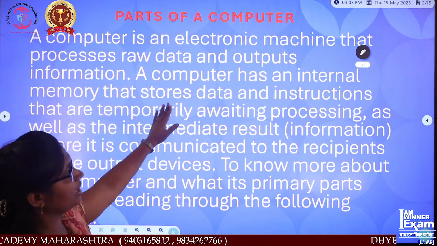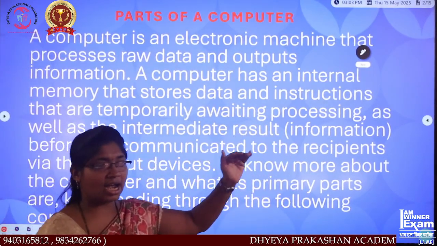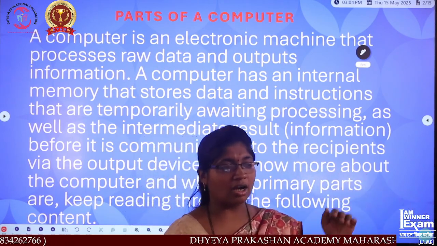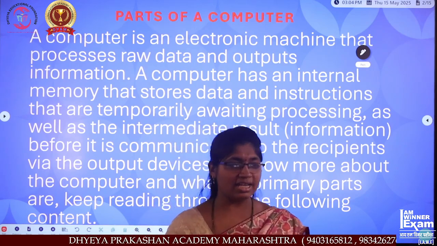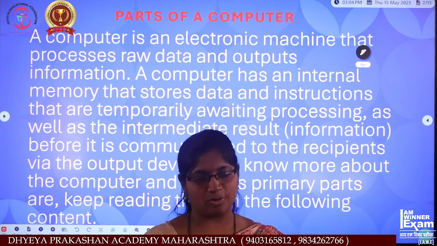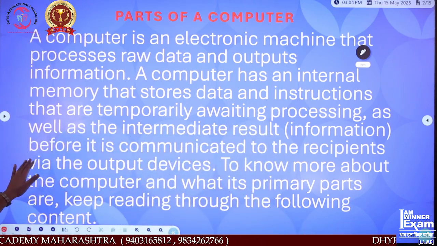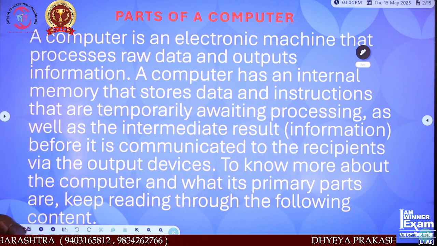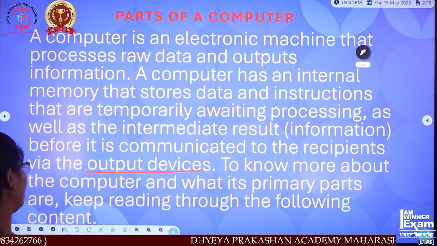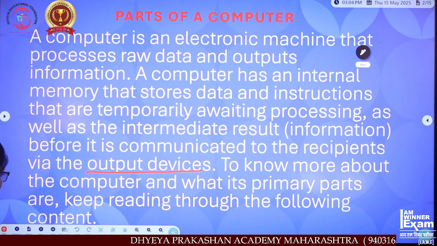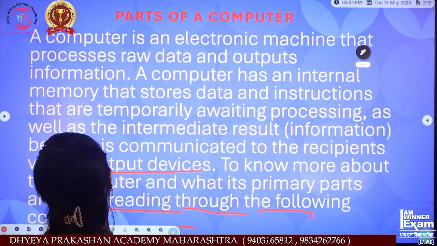A computer is an electronic machine that processes raw data and outputs information. A computer has an internal memory that stores data and instructions that are temporarily awaiting processing, as well as the intermediate result information before it is communicated to the recipients via the output devices. To know more about the computer and its primary parts, keep reading through the following contents.